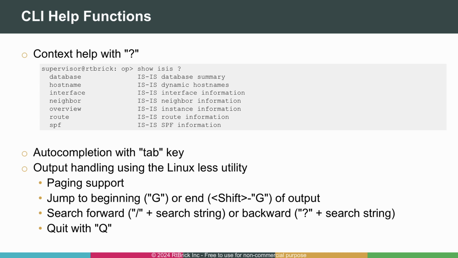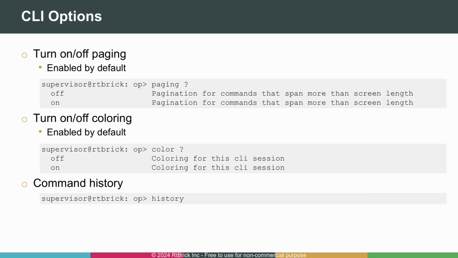Pressing G navigates to the beginning of the output, while Shift-G jumps to the end. Searches can be initiated within the output using / followed by a string. Backward searches can be performed using ? followed by a string. The display can be exited by pressing Q. Paging behavior can be toggled on or off. It is enabled by default. Similarly, syntax highlighting can be controlled using the color command, and is also enabled by default. Finally, the history command provides a list of the last commands executed.